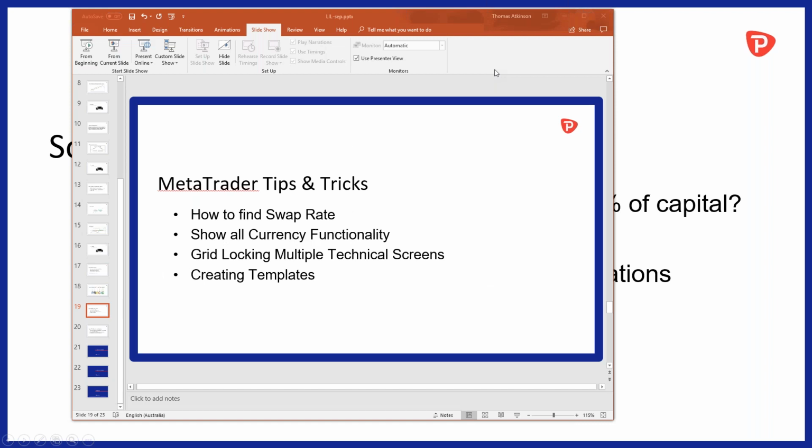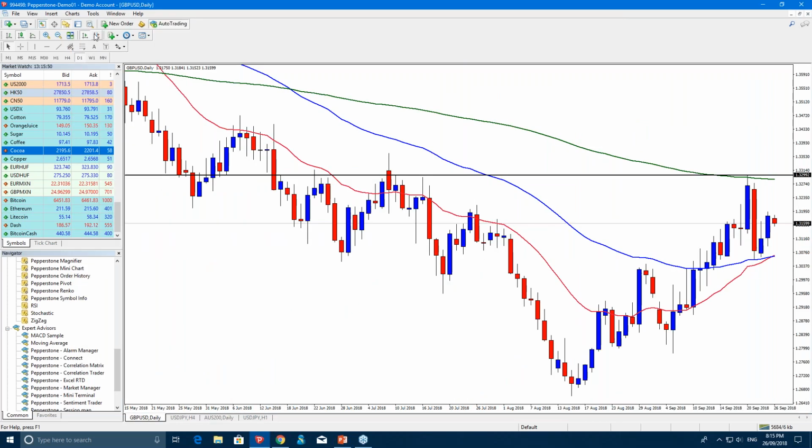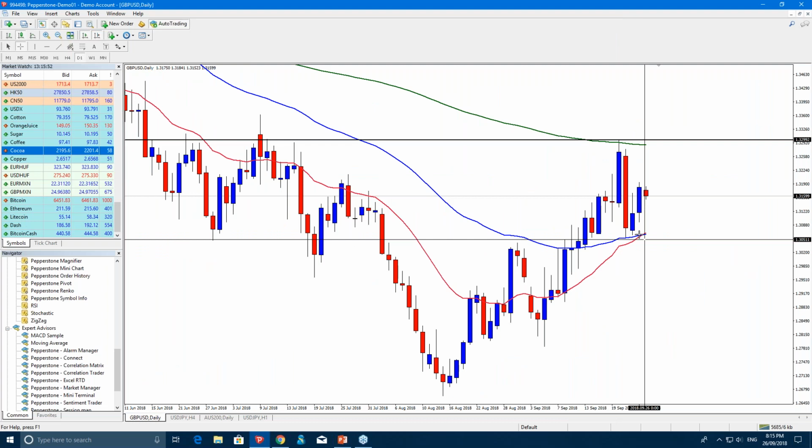And I think a classic example of that is if we go to that pound US dollar, we look at the daily. If we were, let's say, involved in this trade for whatever reason, and we were buying it here, we'd probably be able to be broken even by now.